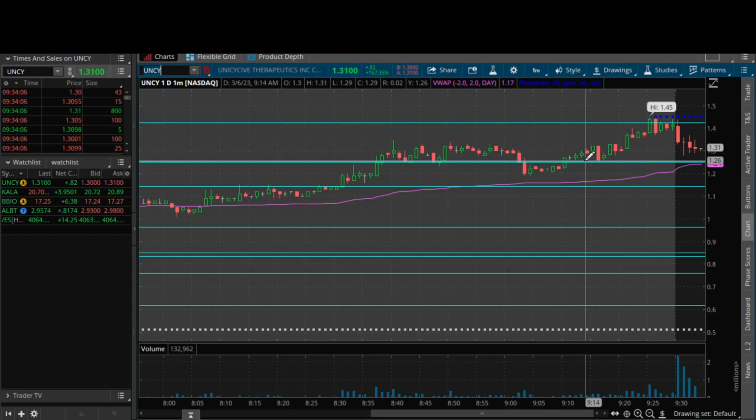Let's see if it can give me a flush here. I'm not in it yet. Doesn't give me that entry, I'm perfectly fine with that. Doesn't give me that flush, I'm perfectly fine with that. But we're not gonna chase. All right, let's see if we can do it here. Coming back down lower.